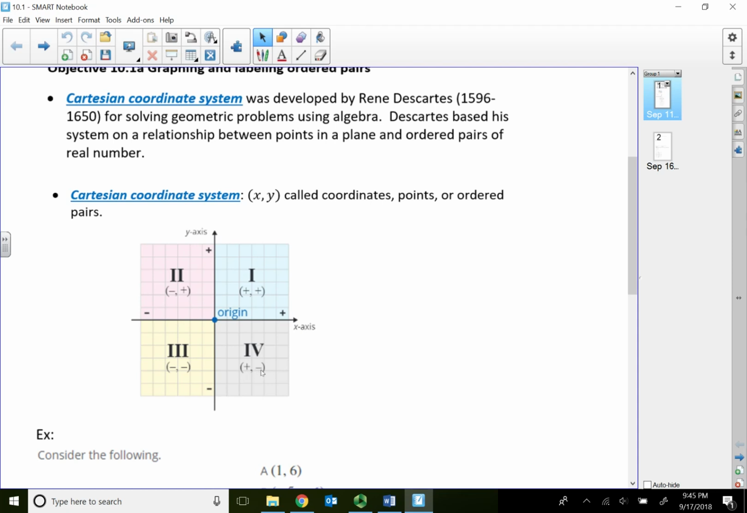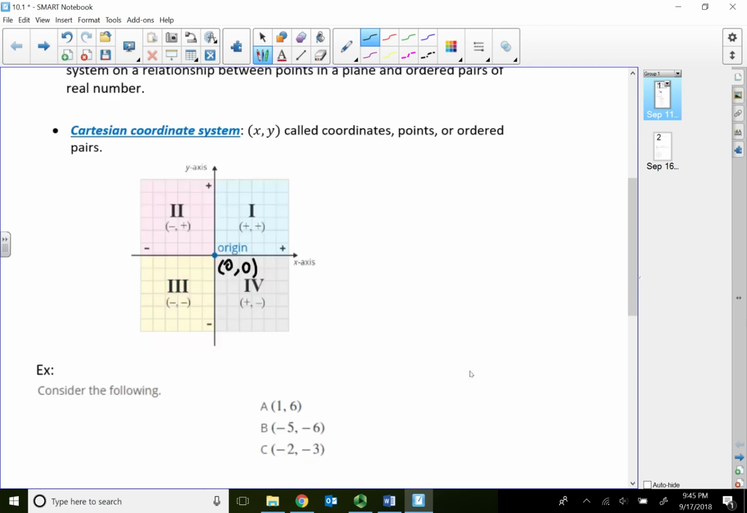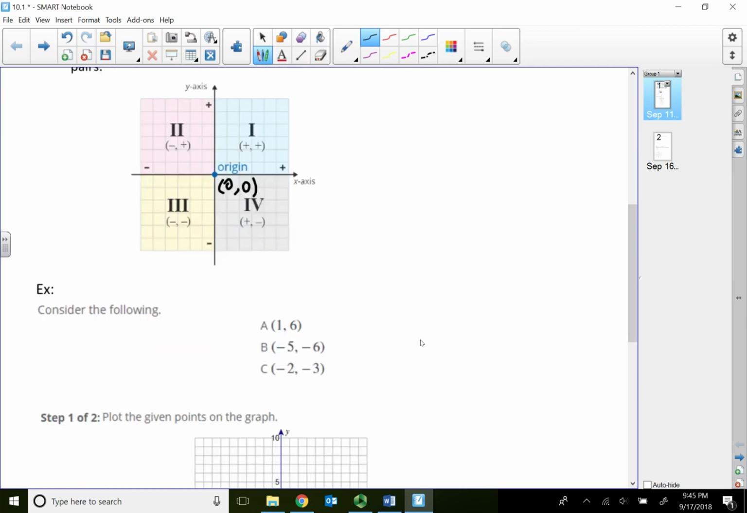y value is negative. So think of your x-axis and your y-axis like two different number lines. So the origin is where the x value and the y value are both 0. Okay, so x means go to the right or go to the left based on positive or negative. Y value means go up or down. All right, so let me give myself a point.